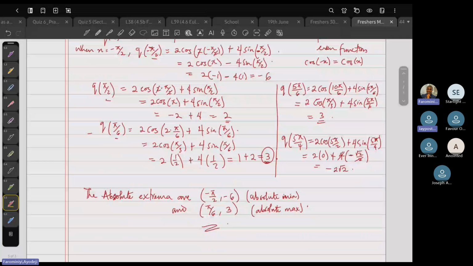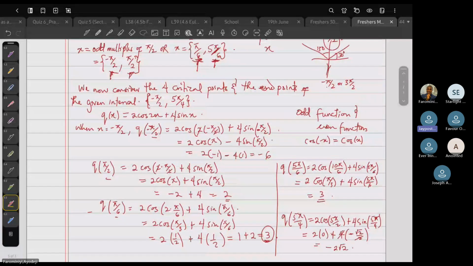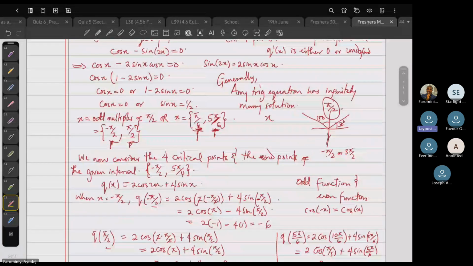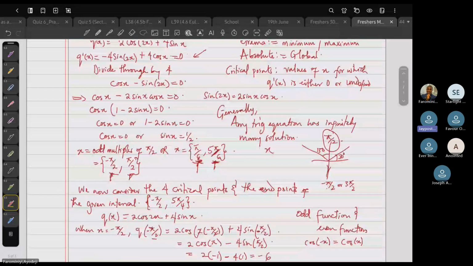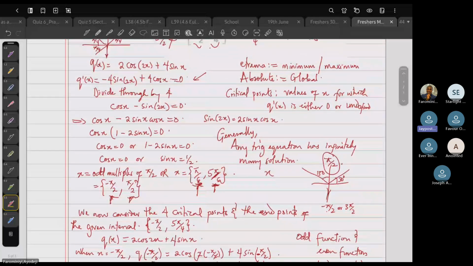Sir. Okay. Concerning the critical point. Yes. I think you said values of x for which f prime of x is either 0 or undefined. Yes. And the one you did is for 0. Yes. Can you explain the one for undefined?